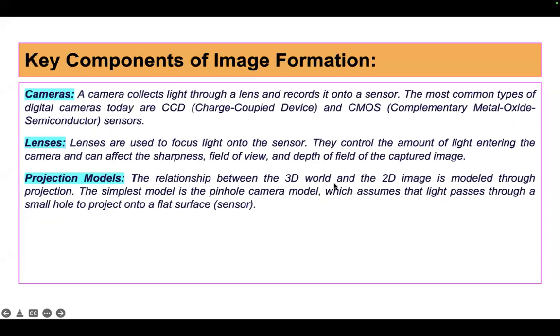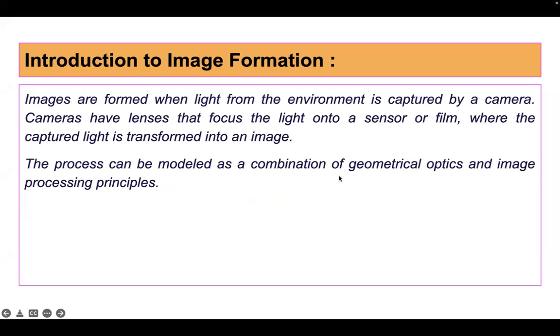Now, the next part is image formation. How is an image formed? You get it because of light. Images are formed when light from the environment is captured by a camera. Cameras have lenses that focus the light onto a sensor or film, where the captured light is transformed into an image, right?